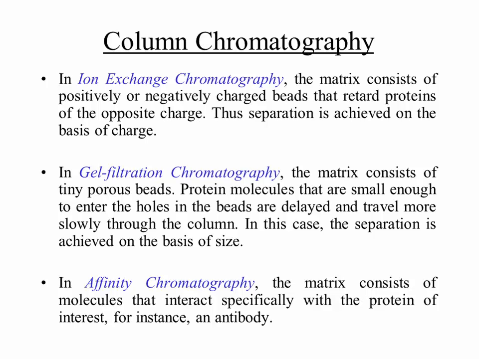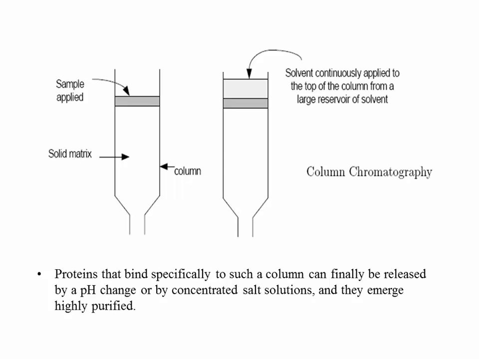And in the last case, which we have already seen, in affinity chromatography, the matrix consists of molecules that interact specifically with the protein of interest, for instance an antibody. So the molecule will get stuck to the antibody and the rest of the solution will go through. Finally, once things have been forced through the column, the proteins that bind specifically to such a column can be released by changing the pH, the acidity or alkalinity, or by concentrated salt solutions, and they emerge highly purified. So you've separated out the mixture of proteins. So this is one method, column chromatography.